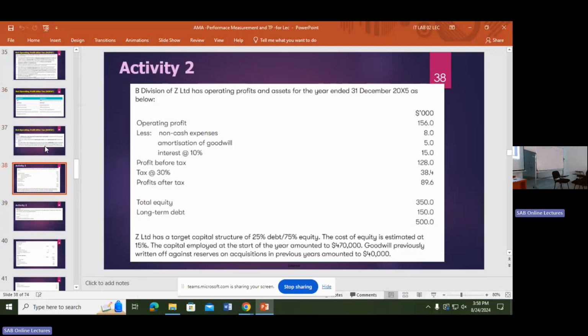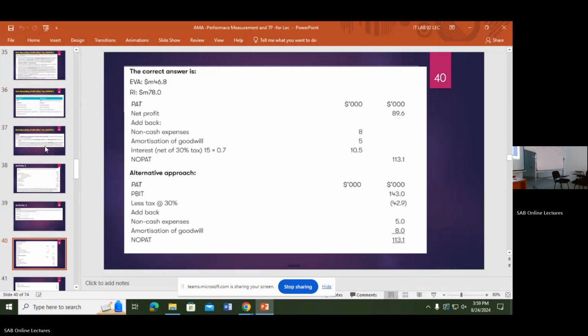So then the finance cost is 15, times 1 minus 0.3. 15 into 0.7. Right? So 15 into tax 30%, less 0.3 gives 0.7 or 70%. So you are adding back 8, 5 and 10.5, giving 113.1. Right? It can be this, or else another working gives 113.